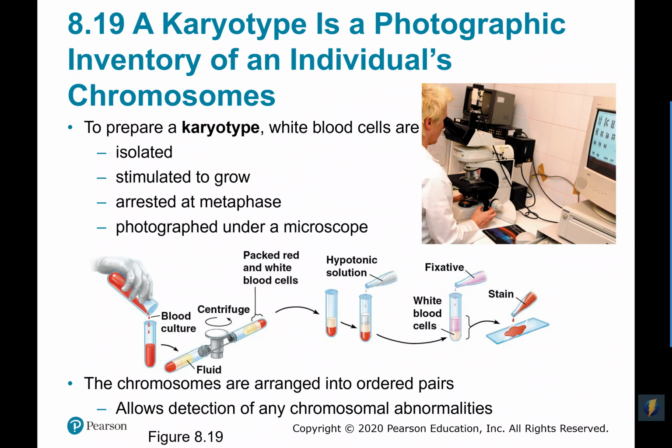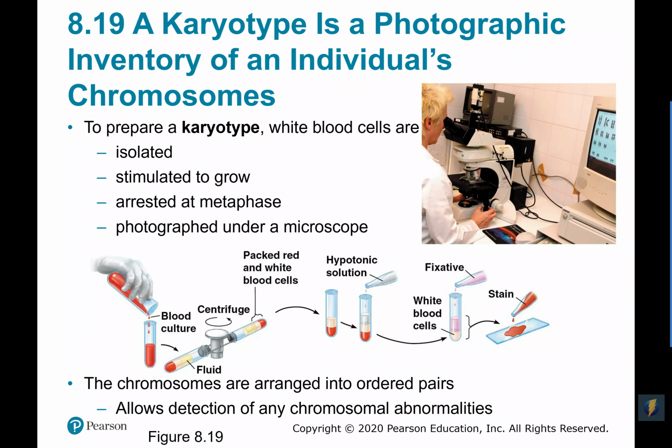How do we determine if somebody has an abnormal number? Typically what we do is we make what is called a karyotype, which is a photographic look at a person's chromosomes. Typically you take some blood from the patient, isolate those white blood cells, spin them in a centrifuge, and separate out the red cells from the white cells. You add a little fixative, you add a little stain, you get those cells to grow, but you stop them right at that metaphase when they're all lined up.